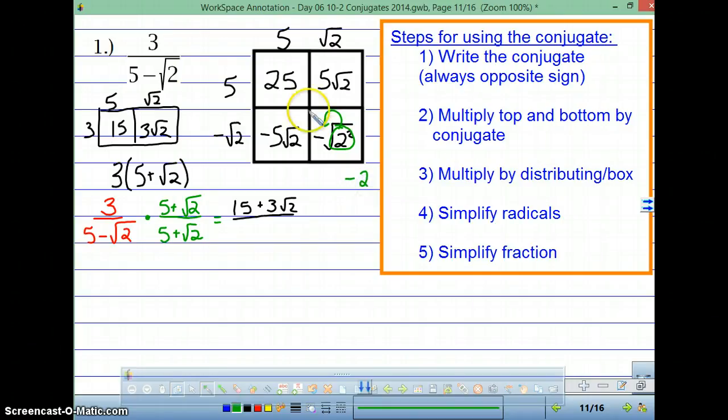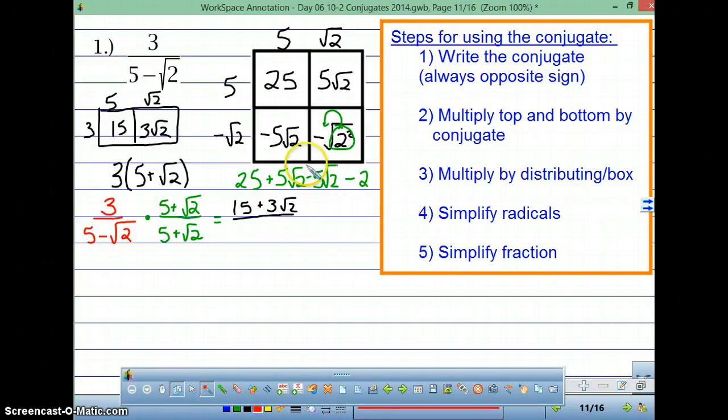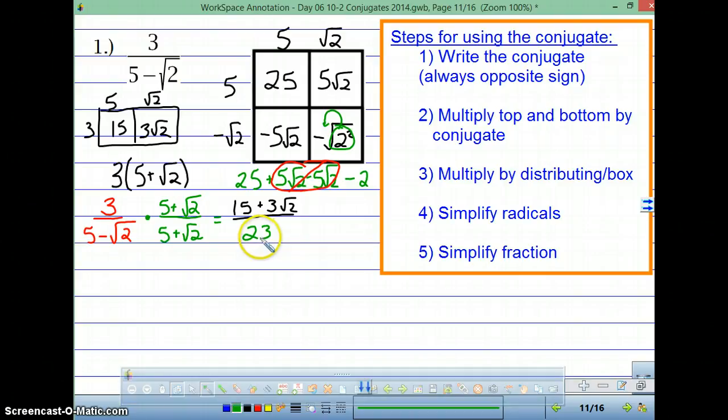Okay. The 25 comes down. What happens with these two? If you have 5 root 2, and then you take away 5 root 2, what do you have? You have a 0 pair. You have 0 root 2's, which is the same thing as 0. So 25 minus 2 is just 23. All right, we're done. That's it. Can you simplify? No.